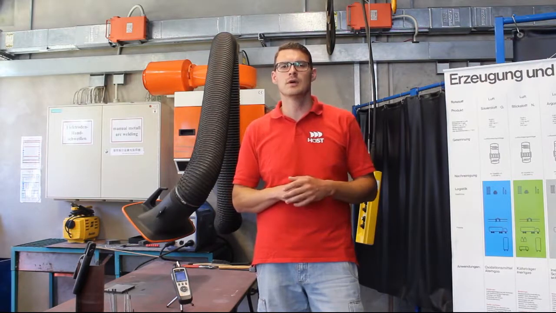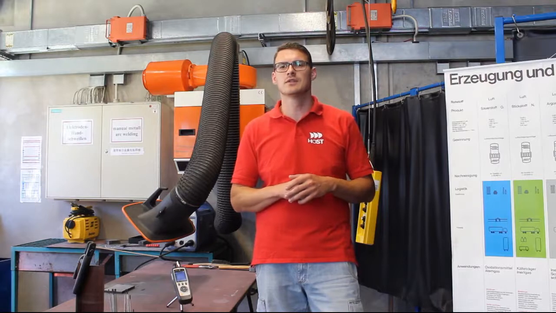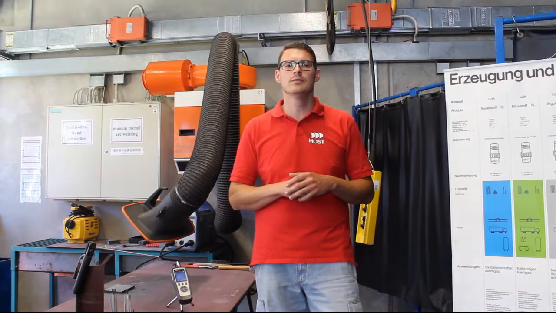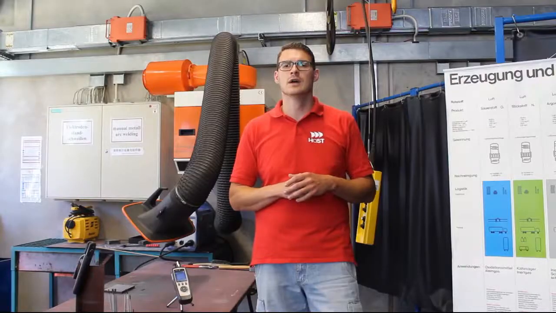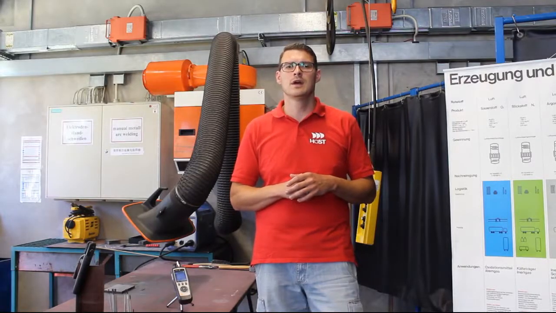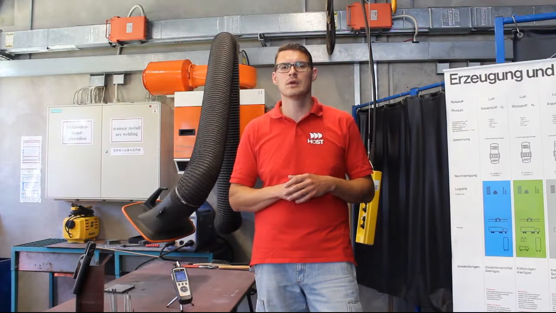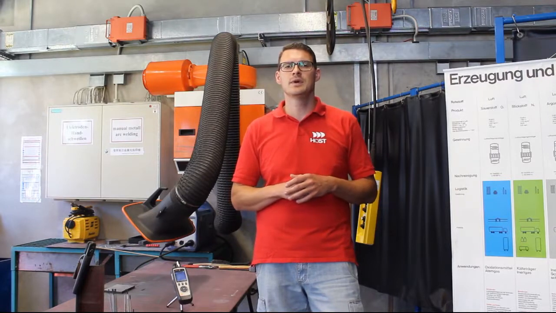In this video we want to demonstrate in a welding shop how smoke gases form, how high the concentration of stress material is, and what influence the type of air extraction has. For this we will do 4 measurements: one before work starts, one with welding without air extraction, one with welding with the air extraction facing up, and one with welding with the air extraction facing down.